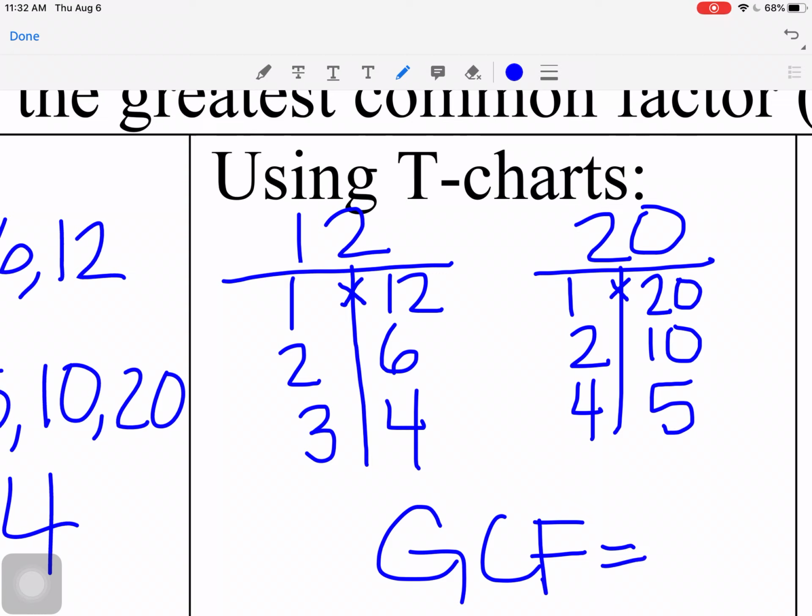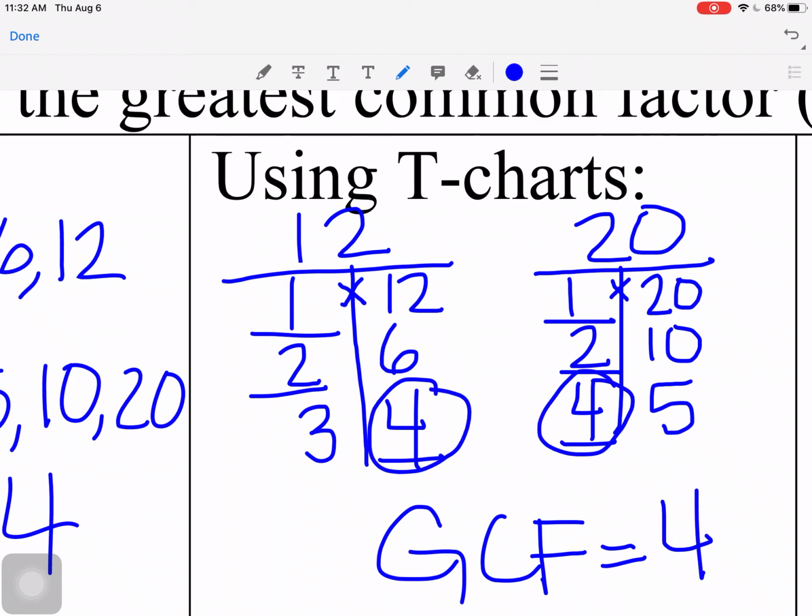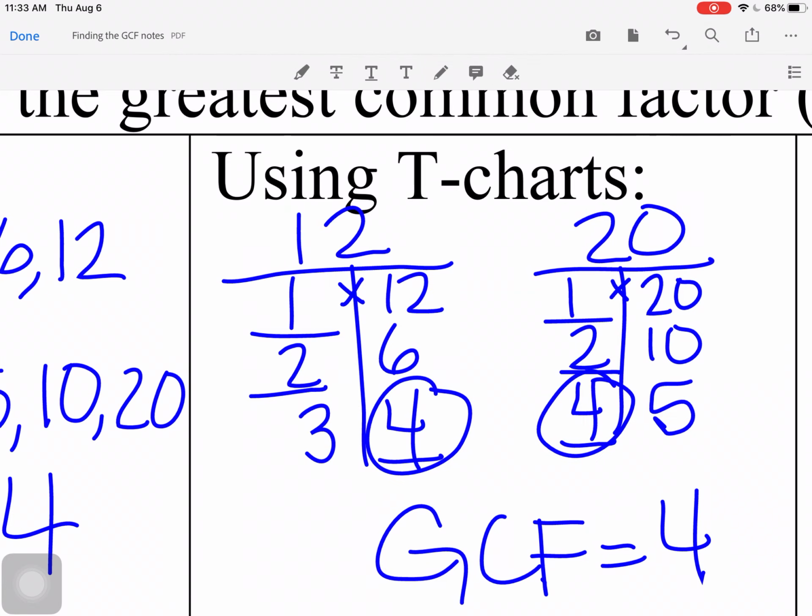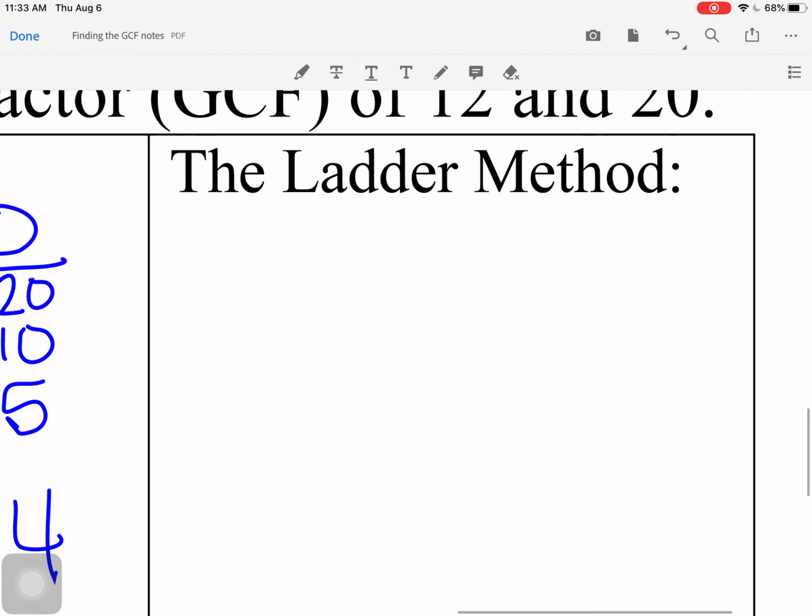Then, the same as we did before, we're going to look at each of our common factors. So we said they had 1 in common, they had 2 in common, and they have 4 in common. And of those 3 factors, 4 is the greatest. Okay? Same example, the greatest common factor is 4. Then we're going to use the ladder method.